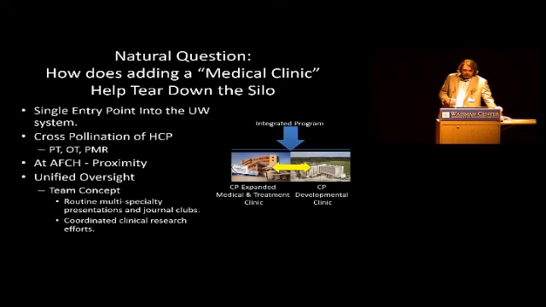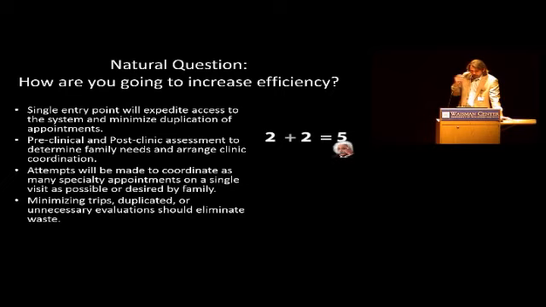So again, when you start adding more and more services, how are we going to keep this efficient? I said that the single entry point should expedite access into the system and help minimize duplication of services and of specialties. We're going to have a much more robust preclinical and actually postclinical assessment to determine the family's needs in arranging follow-up and trying to coordinate that clinic.